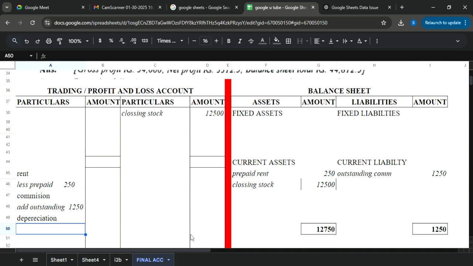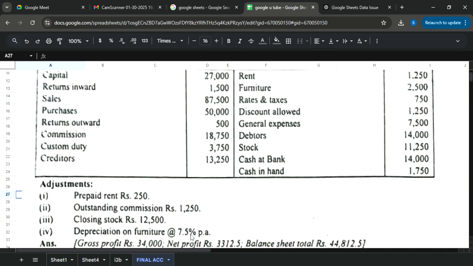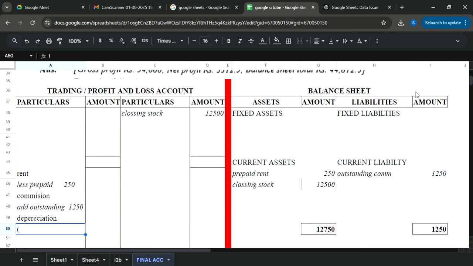So come over here. Amount of furniture, again I am letting you know, it was 2500. So here you will write first 2500 and then you will take 7.5%, multiply by 7.5 and divide by 100. This way you will be able to calculate your depreciation.